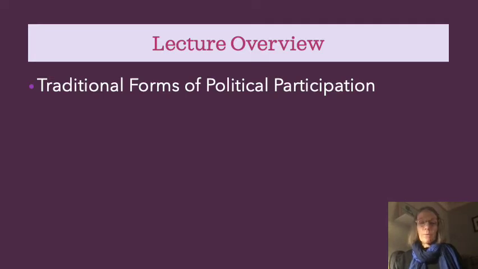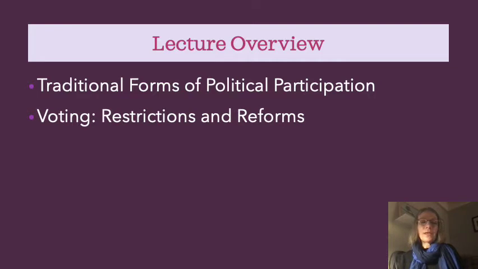First, we're going to look at what your textbook calls traditional forms of political participation. Then we're going to look at probably the most traditional form of political participation, which is voting, and we'll look at some of the restrictions and reforms that have been leveled on voting through the course of the history of the United States. In our next lecture, we're going to be taking a look at more contemporary reforms to voting, making it more convenient, and some of the backlash to that.